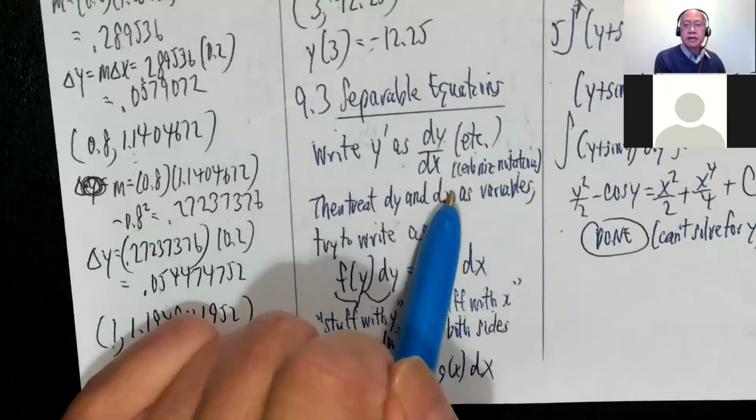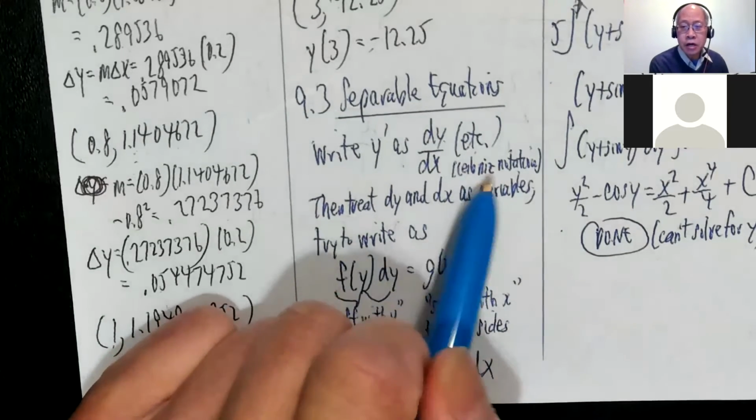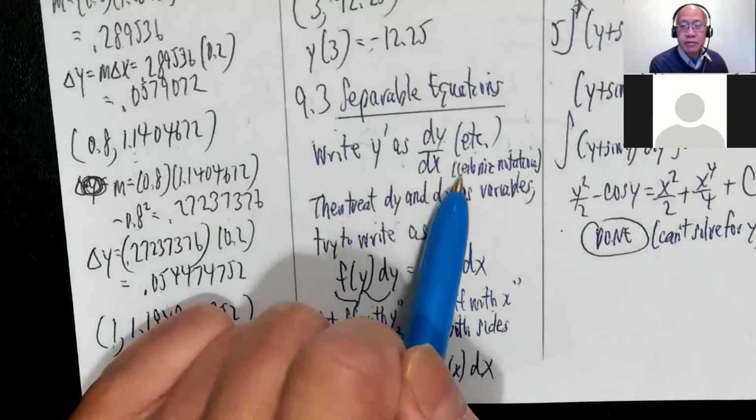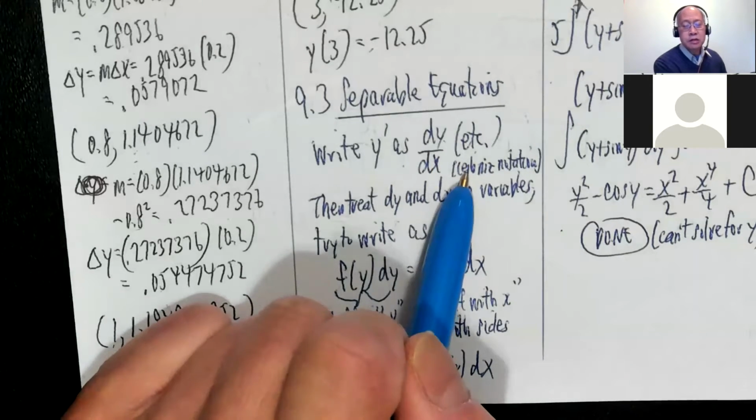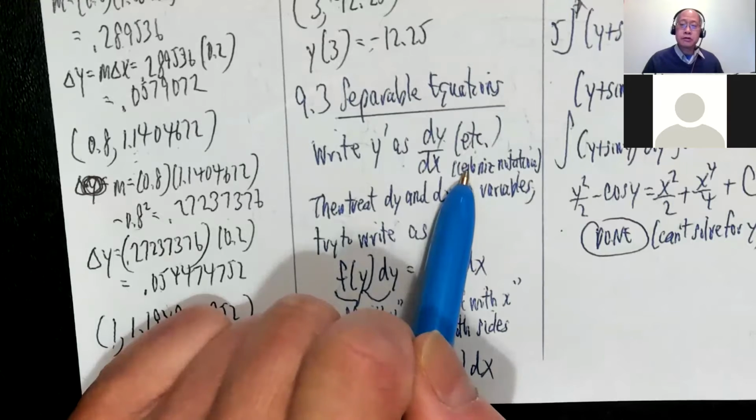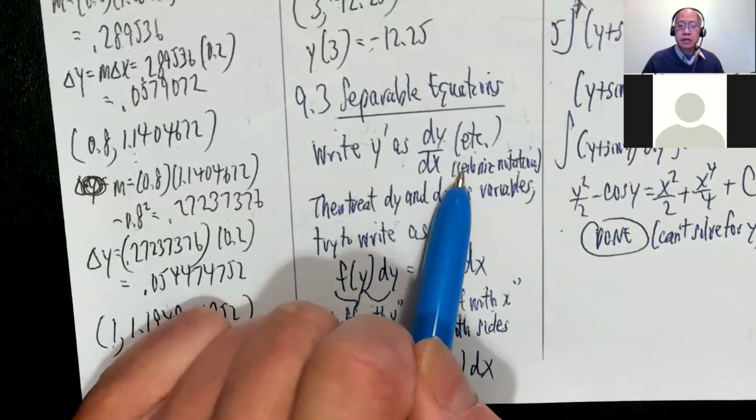So that's what I mean by etc. Okay, this is a so-called Leibniz notation that you first had in Calc 1. Leibniz, L-E-I-B-N-I-Z. Okay, the D notation. Leibniz was one of the co-founders of calculus along with Sir Isaac Newton. Leibniz notation.